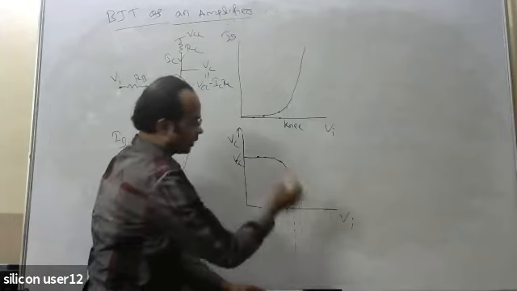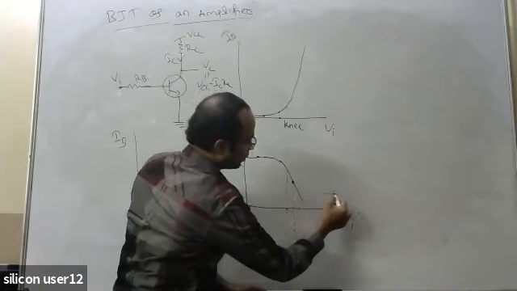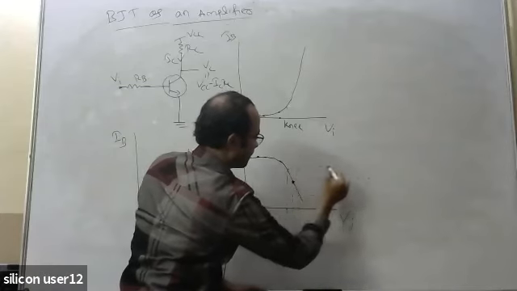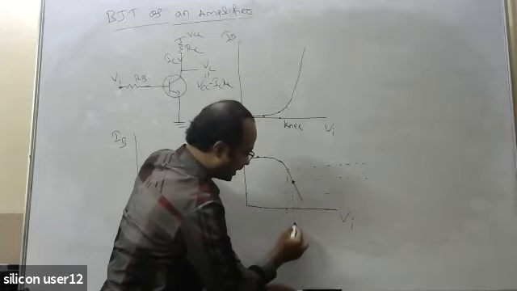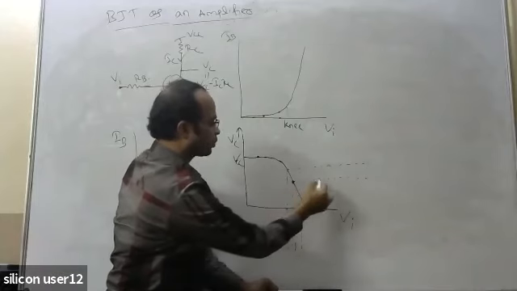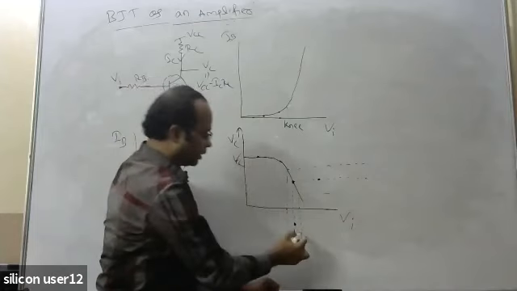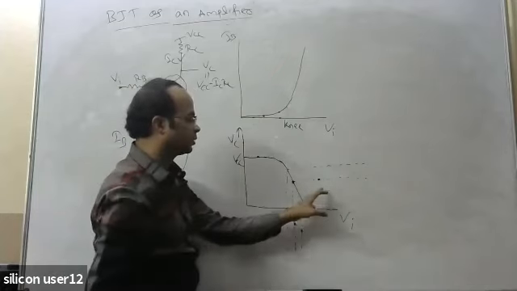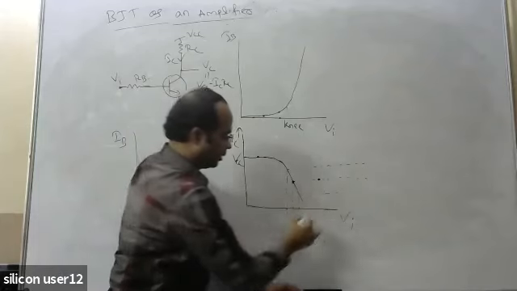Okay, and correspondingly, what is the output voltage level? So when this is the input, the corresponding output is how much? When this is the input, the corresponding output is this one. Okay, and when the input is this one, the output is how much? The corresponding output is this thing.